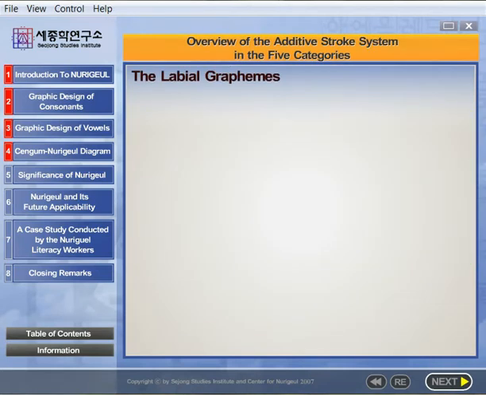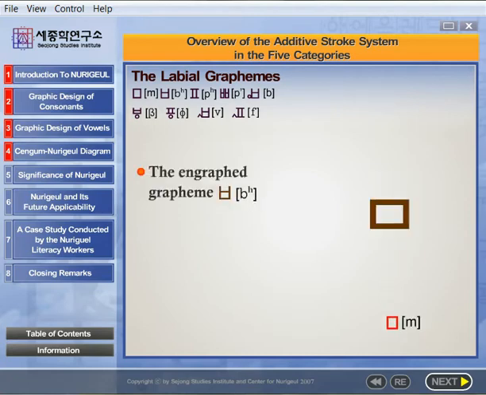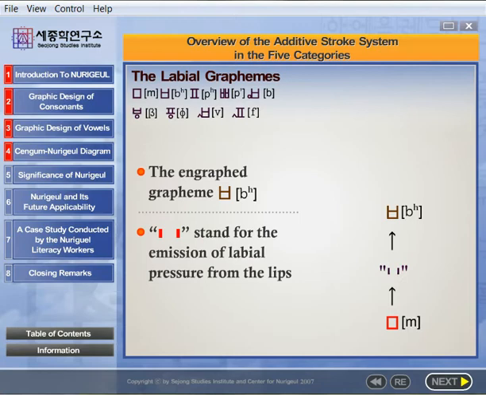Additive stroke system of labial graphemes. Last, we have the basic labial grapheme M. The ingraft grapheme B is formed by adding 2 vertical strokes above the basic grapheme M. The protruding upright strokes stand for the admission of labial pressure from the lips.